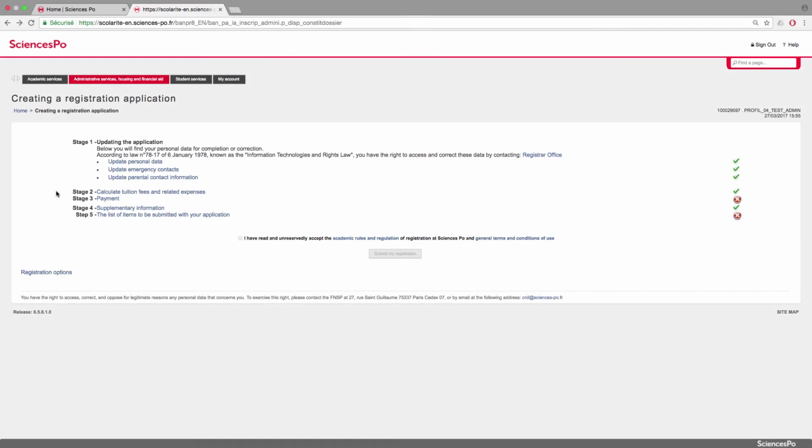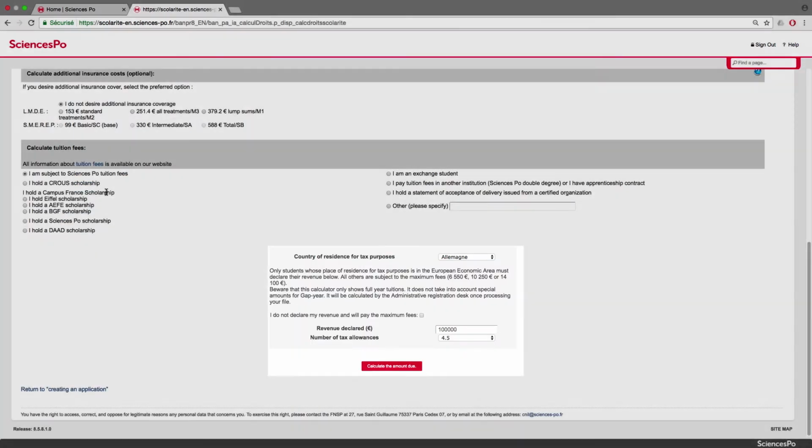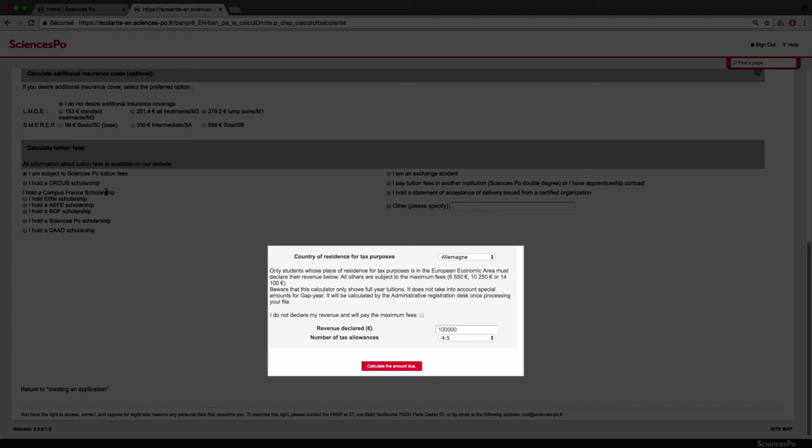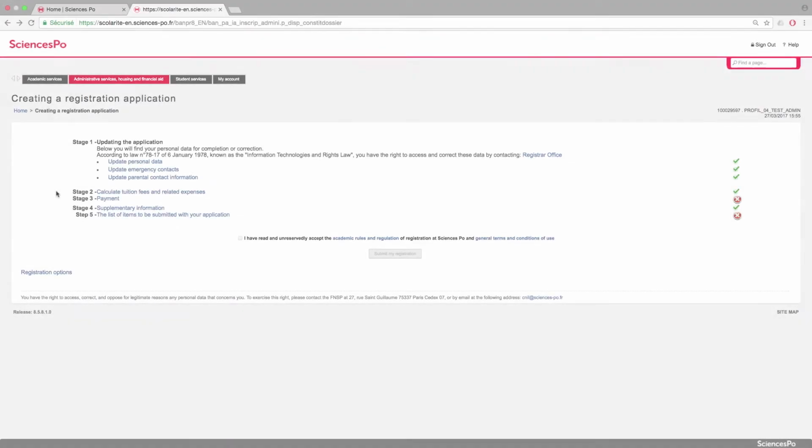When you register online, the system will help you calculate the amount of your tuition if you enter the correct amounts and the right number of parts. All calculations are verified by the administrative team when processing your registration. Therefore, should a mistake occur, we will contact you to indicate the correct calculation and amounts.